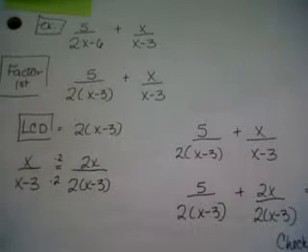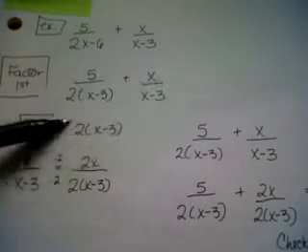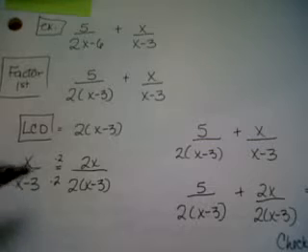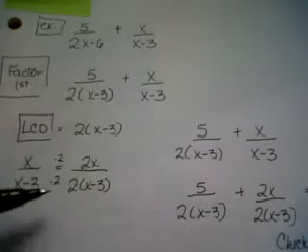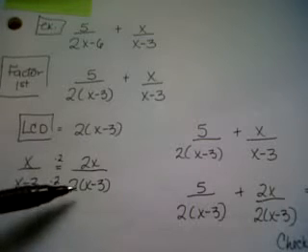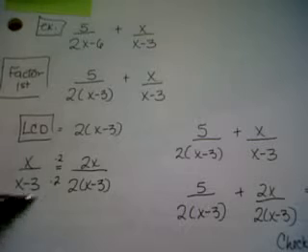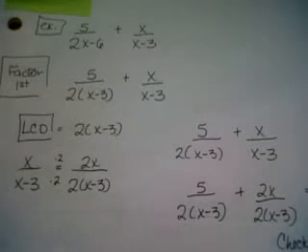I now need to change this fraction right here to have the same common denominator. So I had x over x minus 3. I want my denominator to become 2 times x minus 3. So I had to multiply that denominator by 2. So then I need to multiply the numerator by 2 also. So this fraction changes to 2x over 2 times x minus 3.